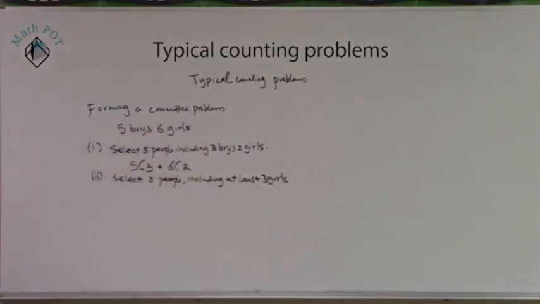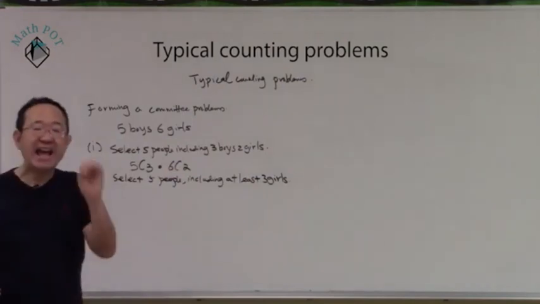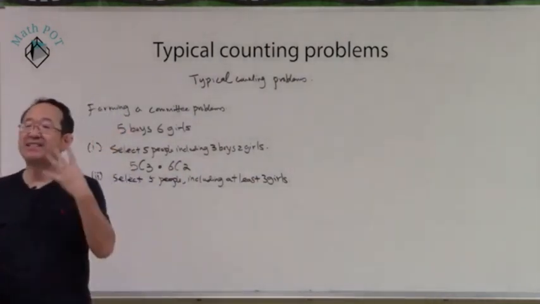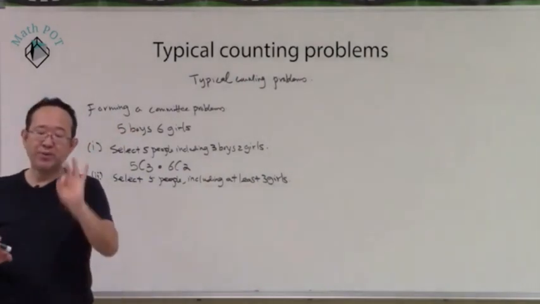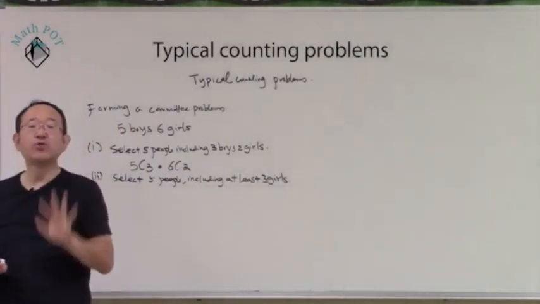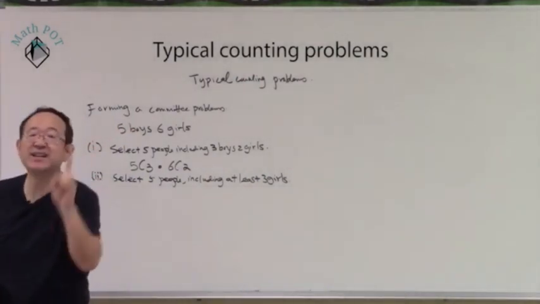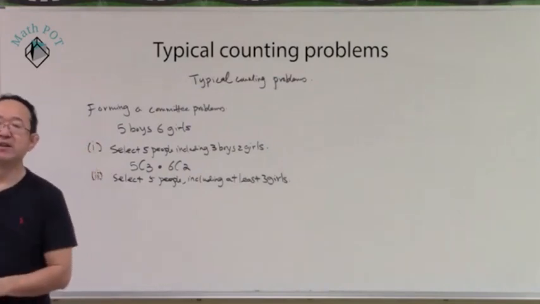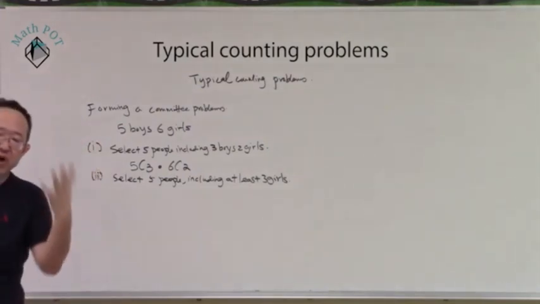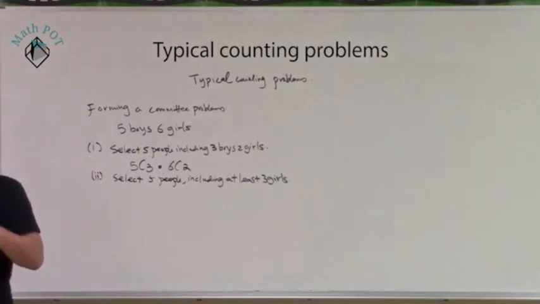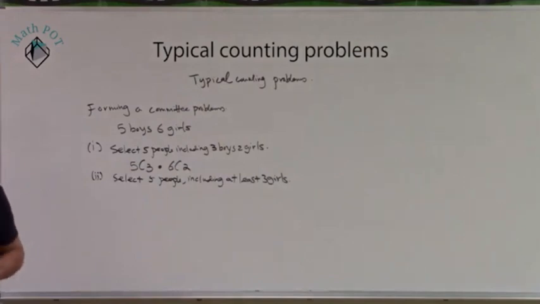For this problem, you need to think about at least three girls. Do we know exactly how many girls are selected? No. Could it be one? Could it be three? Could it be four? Could it be five? Because it's at least three, and in total we have five, it could be any number from three to five. Any number is okay. That clearly gives us a principle of addition problem, so we need to think about casework. That is the idea for how to solve this one.